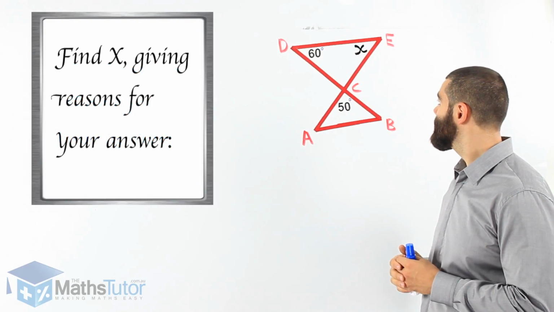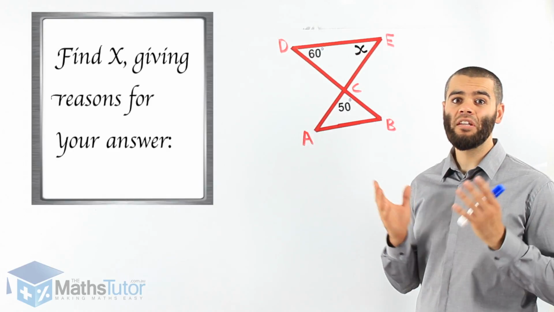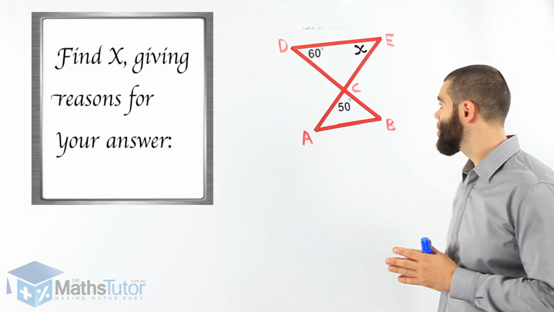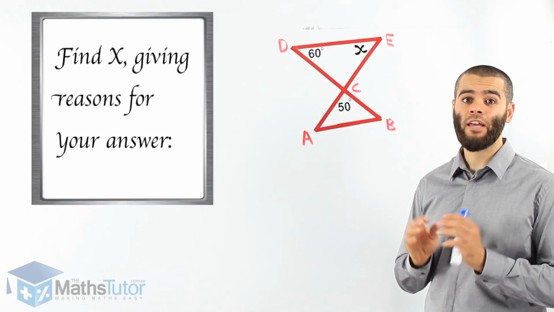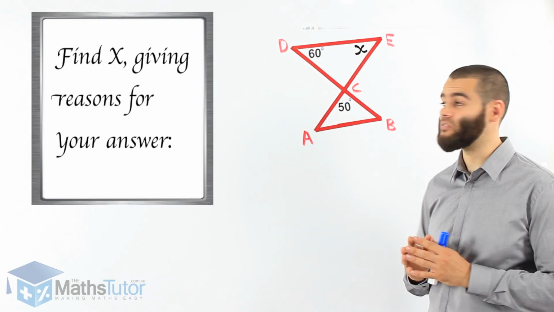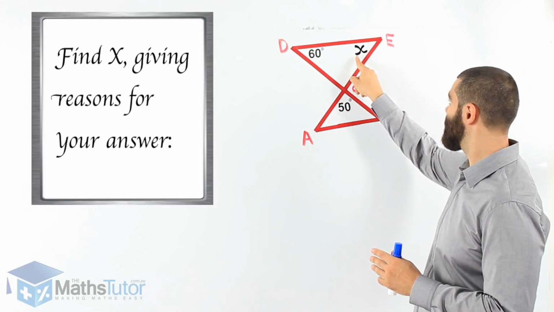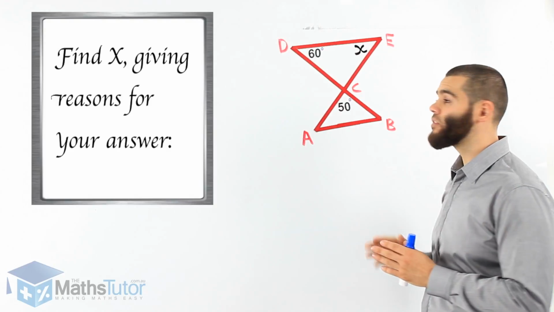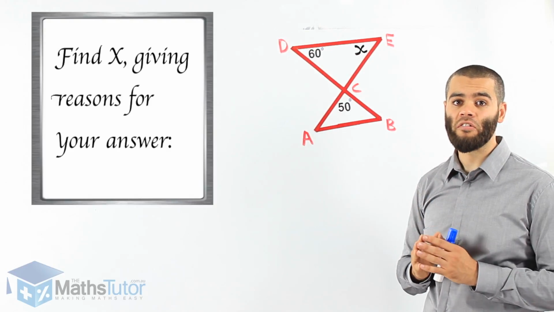In the example, the question says, find x. We need to find x using the geometrical facts that we already know. Looking at it, remember, we have to be detailed. We have to look carefully. We are basically detectives. We have here two triangles and we are told to find x. We look at the information that we have and we start planning what we want to do first.